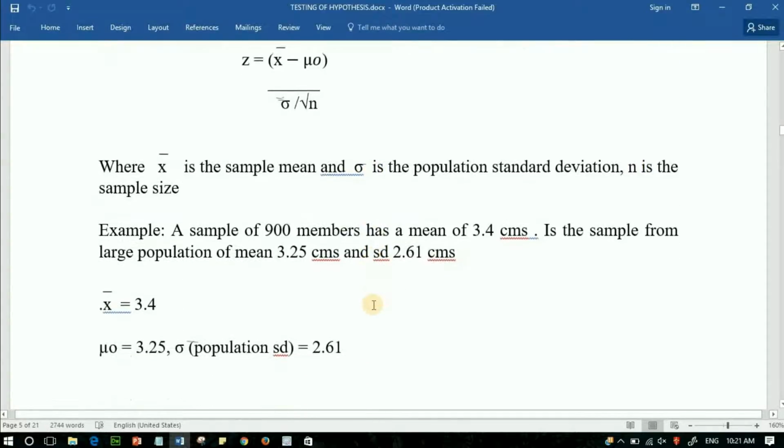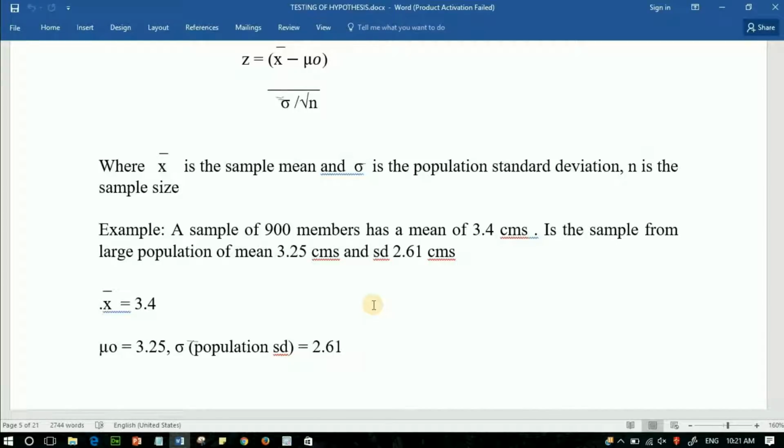For a simple example, a sample of 900 members has a mean of 3.4 centimeters. Is the sample from a large population of mean 3.25 centimeters and standard deviation 2.61 centimeters? When doing such a type of problem, we have to specify which are sample values, sample parameters and the population parameters.